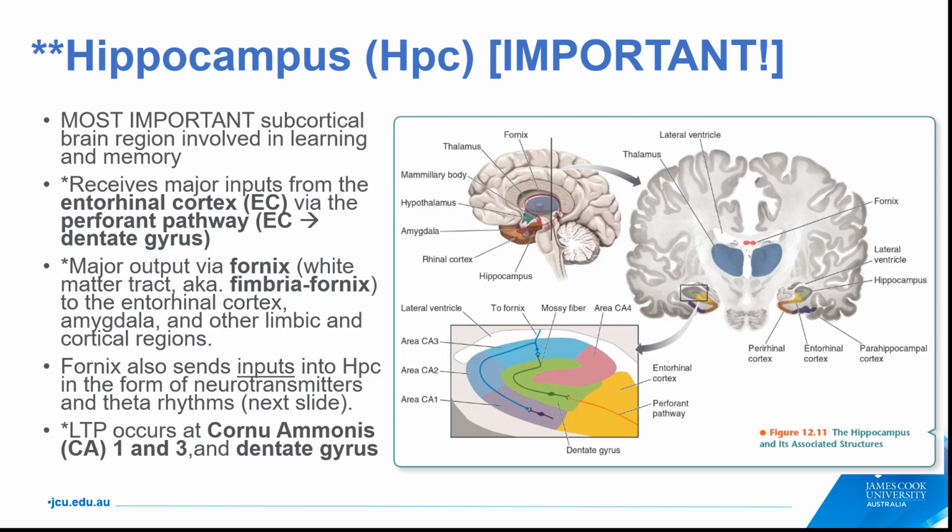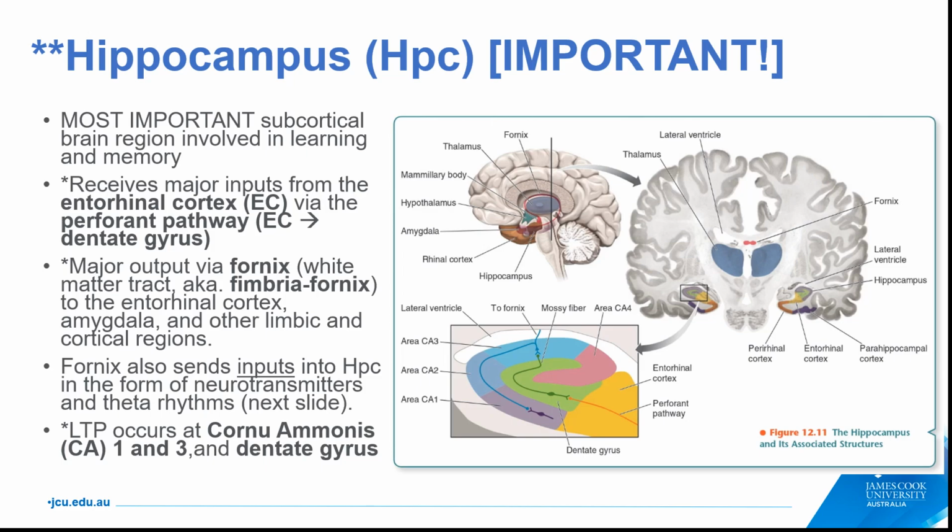So we have all these major inputs, from the entorhinal cortex through the perforant pathway. You can see the entorhinal cortex, it's pretty much like a snake in a diagram. You guys can see it, right? That's part of my previous work, where I used fMRI to look at entorhinal cortex and hippocampus activations.